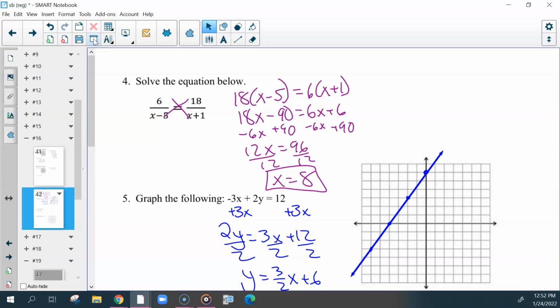Number 4, you needed to solve the equation. It was a proportion, so cross multiply. Distribute on both sides. Pick something, move it to the other side, and then whatever you moved, so if you moved an x, now you need to move a constant back to the other side, and divide to get x equals 8.